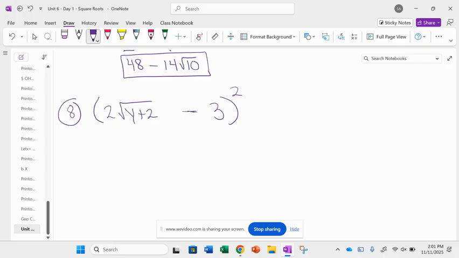Can I distribute in that exponent of 2? No, because of the minus sign. What do we have to do? We have to FOIL it. So 2 root y plus 2 minus 3 times 2 root y plus 2 minus 3.